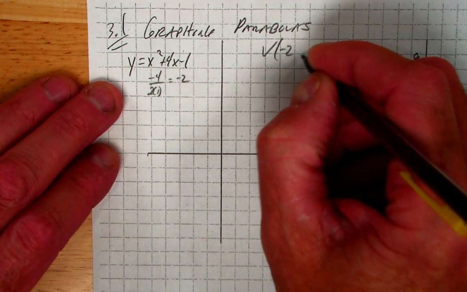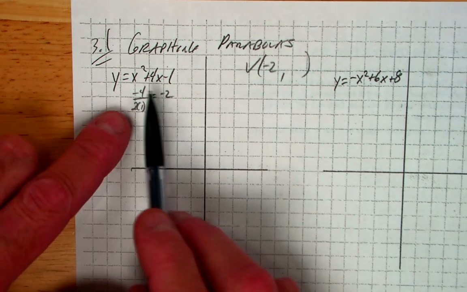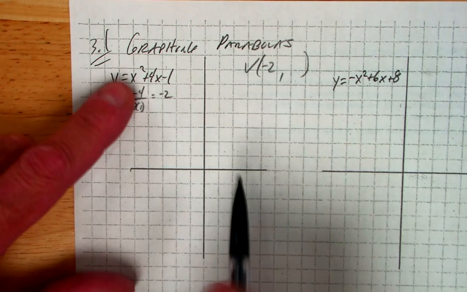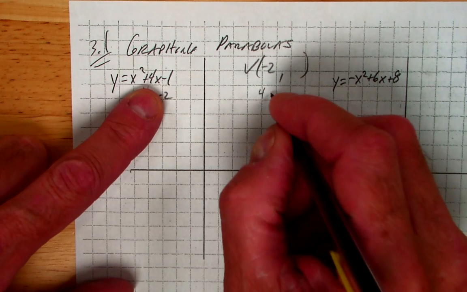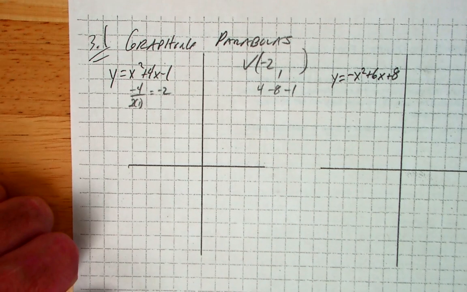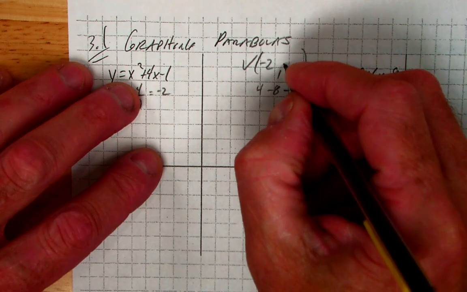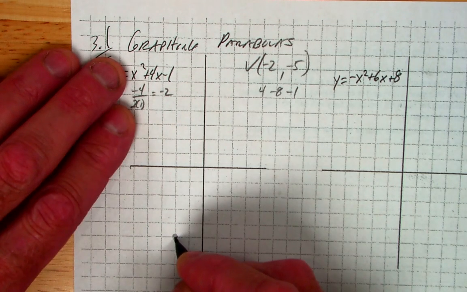So here's how I like to do mine. I'll just go ahead and plug it into each individual part and write them down. Negative 2 squared, 4. 4 times negative 2, negative 8. Negative 1. I add them together, and I get negative 5. So negative 2, negative 5.